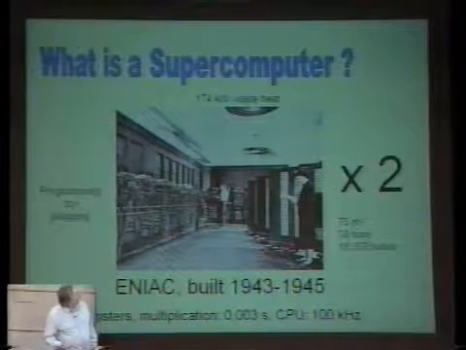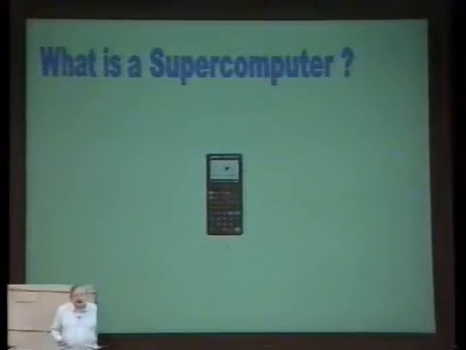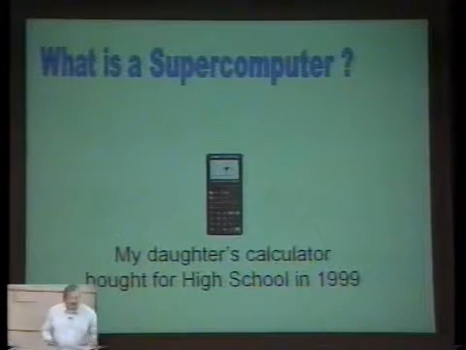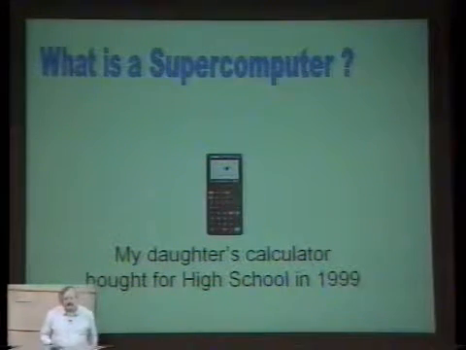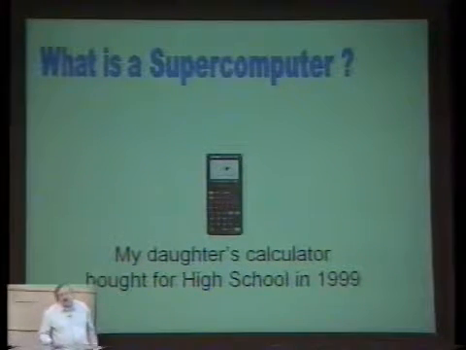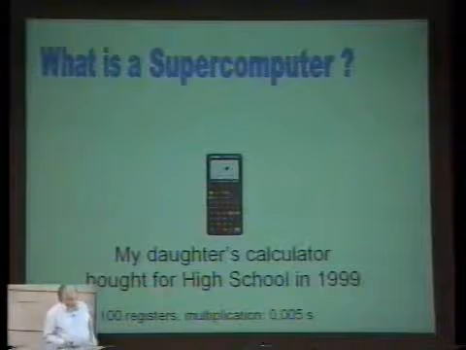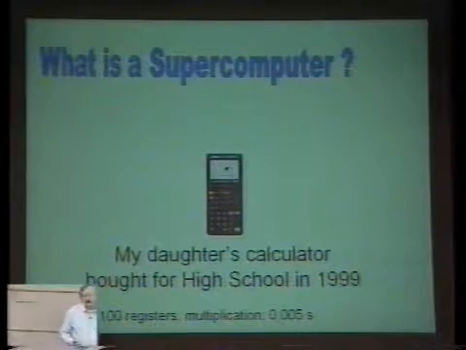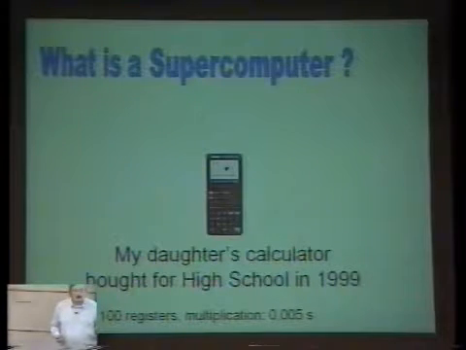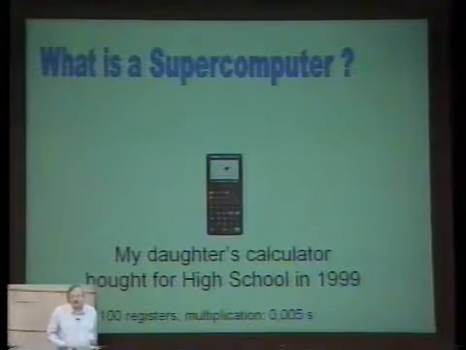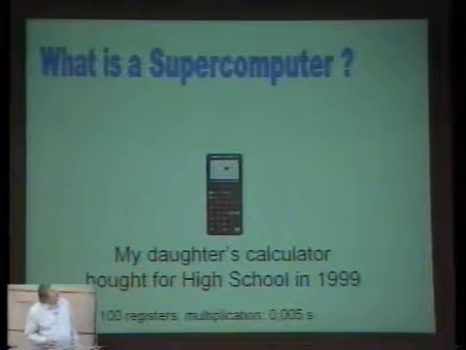So let us compare this with another computer. This is my daughter's calculator that she used in high school. She now finished high school, but anyway, that's the sort of thing they still use in high school. And just to compare the data, remember 20 registers for ENIAC. This one has 100, right? And well, multiplication is actually a little bit slower, but it's basically the same thing. And also you have all these special functions which are wired in and would be much faster than they would have been on ENIAC, I guess.